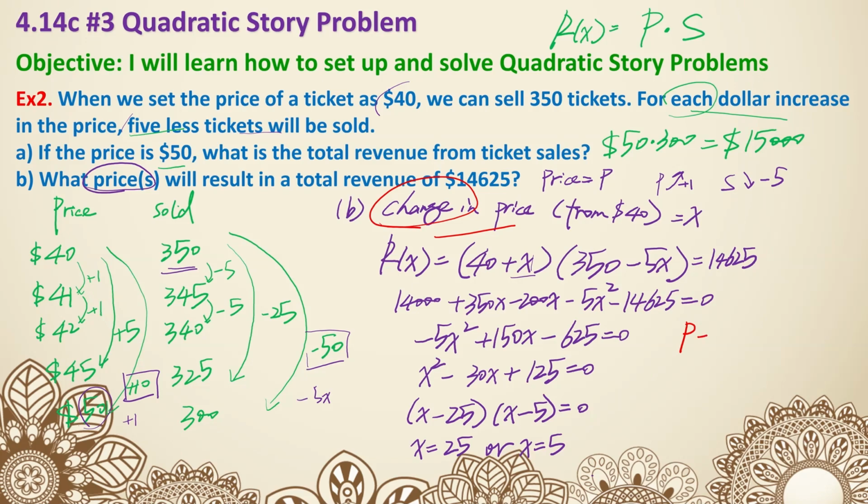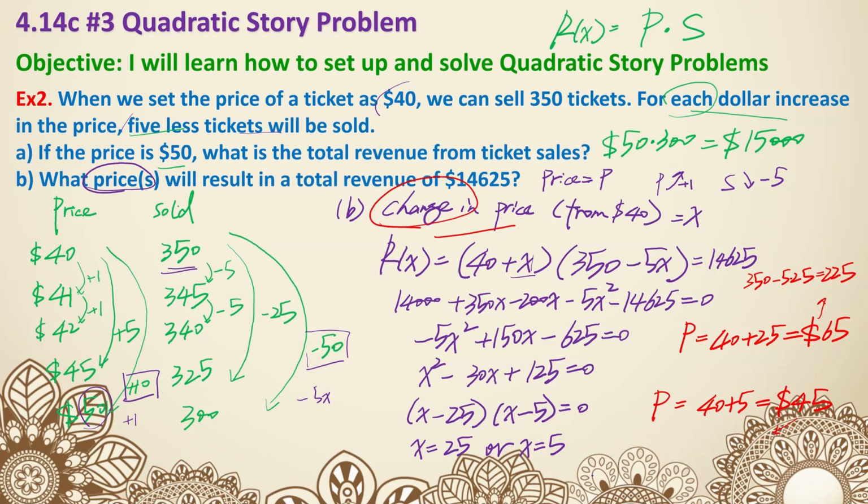Our price could either be 40 plus 25, that's one option, which is 65, or the other price could be 40 plus 5, which is 45. If you actually want to check, for 65, since the change is $25, the ticket amount is going to be 350 minus 5 times 25, so it's 350 minus 125. It's going to be 225 tickets sold. When you multiply them together, it is going to be 14,625.